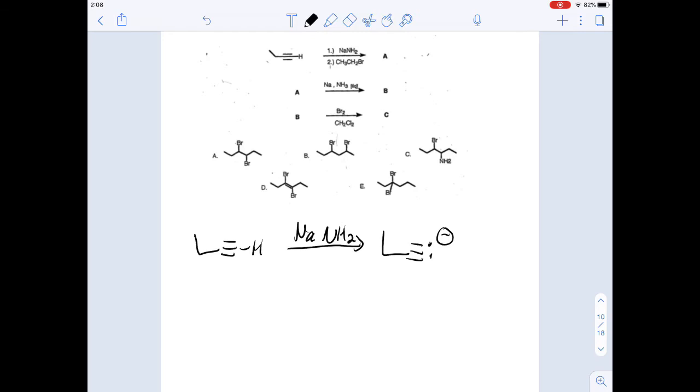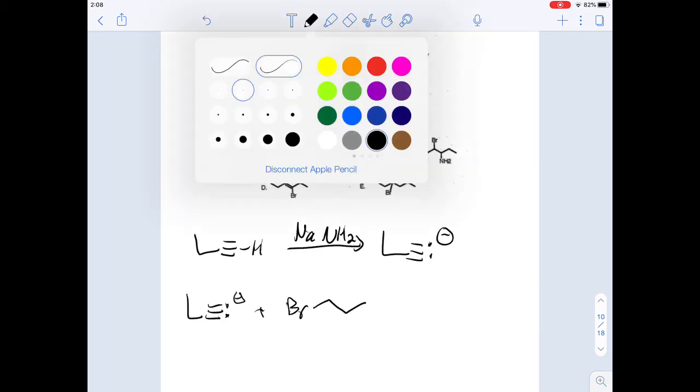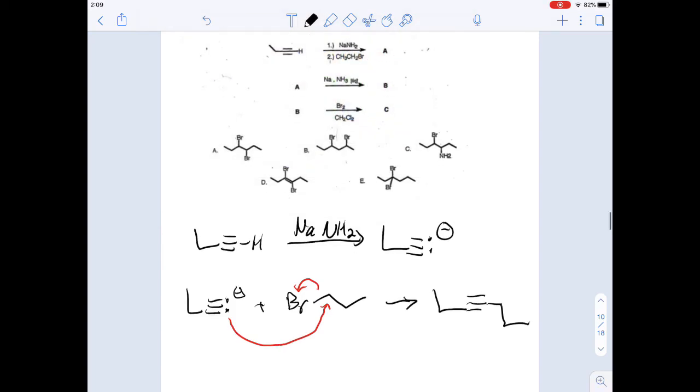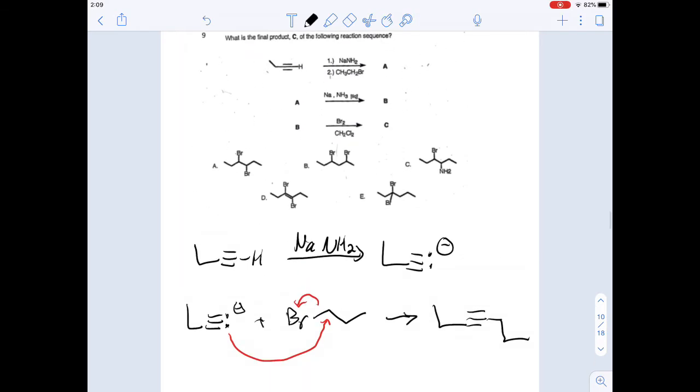And then as for step 2, they say CH3, CH2, Br. So basically you're going to combine your alkynyl anion with CH3, CH2, Br. And what it's going to do is it's going to attack the carbon that the Br is bonded to and kick the Br off. Like that. And it's going to leave this product. All right, so the next step is NaNH3.